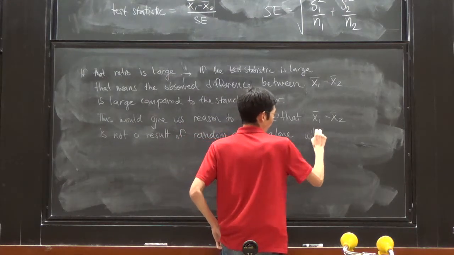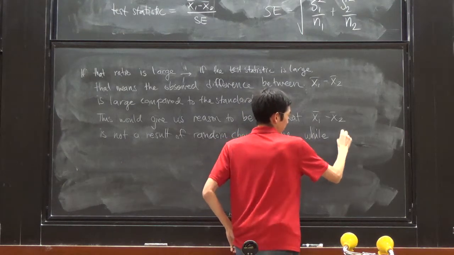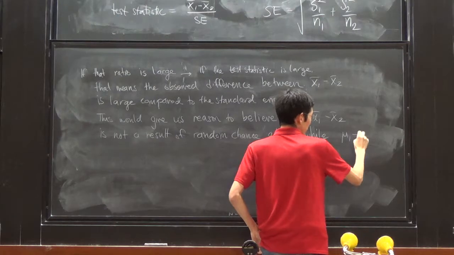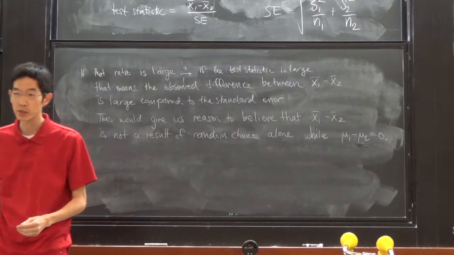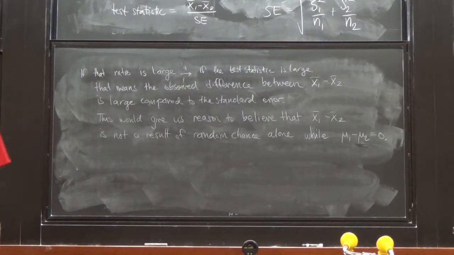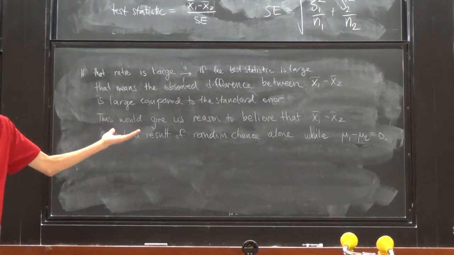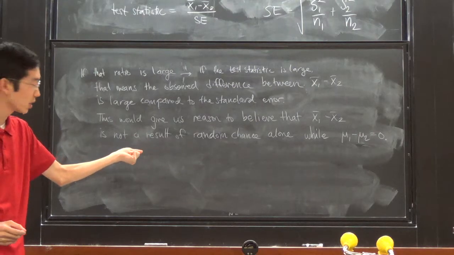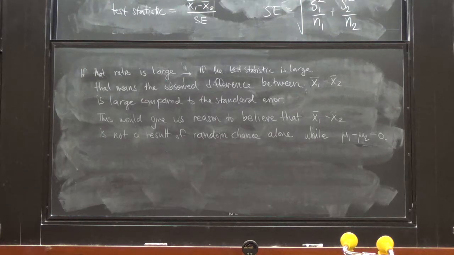While mu1 minus mu2 equals 0. Okay. It's possible that the observed difference, x bar 1 minus x bar 2, is a result of random chance, and the population means are actually the same, that there's no difference between them. But if that difference is large, it would give us reason to believe that it's not a result of random chance.